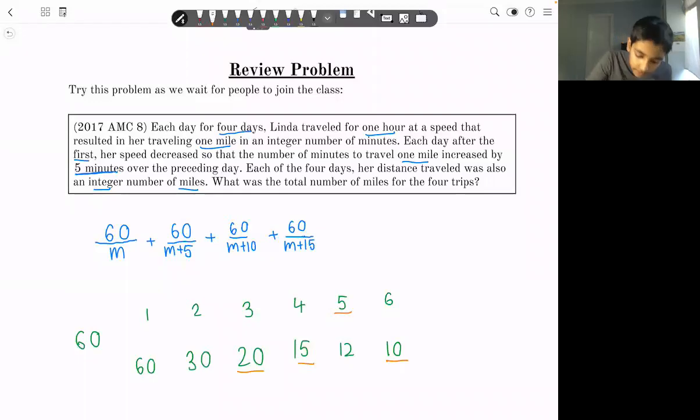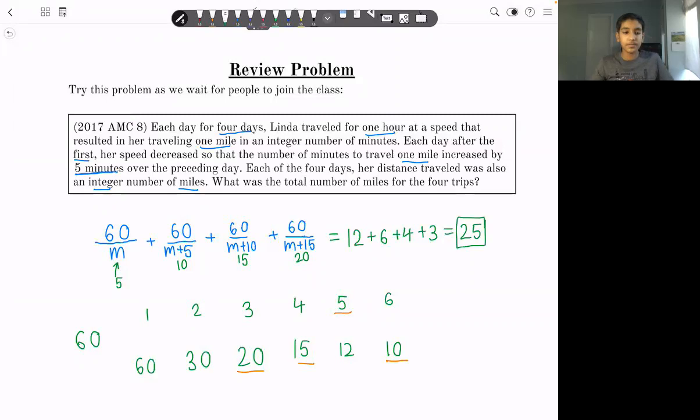So therefore, we must have m equal to 5. And m plus 5 will then be 10. m plus 10 will be 15. And m plus 15 is just going to be 20. And these are all integers. And we can just evaluate this. 60 divided by 5 is 12. 60 divided by 10 is just 6. 60 divided by 15 is 4. And 60 divided by 20 is 3. And we can add this up and we get an answer of 25.